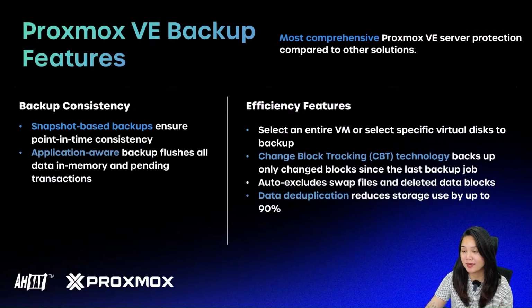Using change block tracking, only modified data blocks are backed up, saving backup time and storage resources. Plus, auto exclusion of swap files and deleted data blocks improves backup and storage efficiency by skipping redundant and useless data. Also, data deduplication can reduce storage use by up to 90%. So it's a fast, intelligent, and storage optimized solution that keeps your Proxmox environments fully protected without unnecessary overhead.